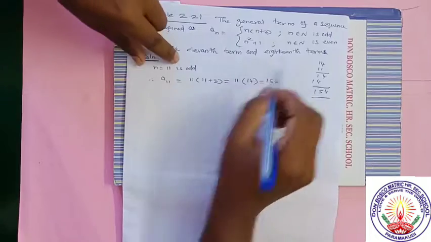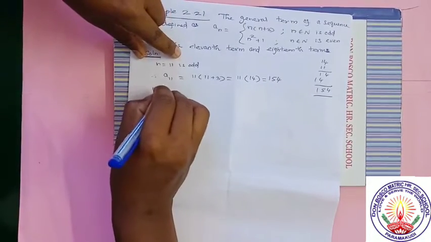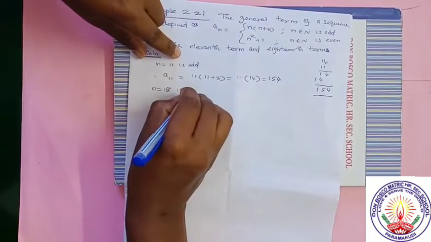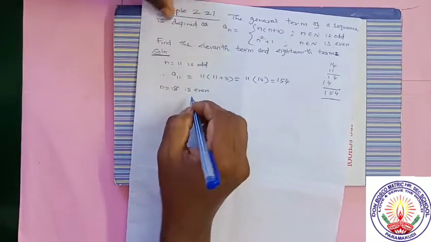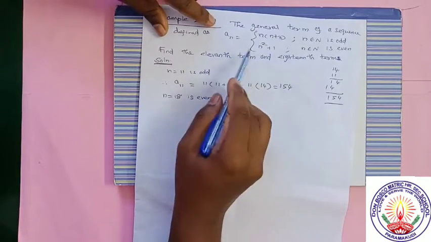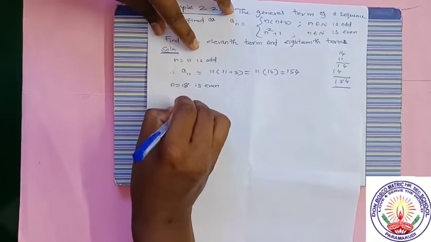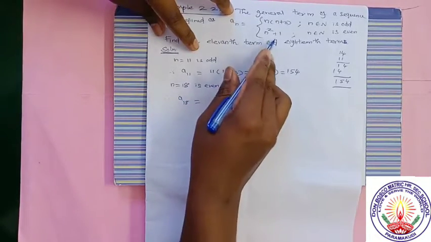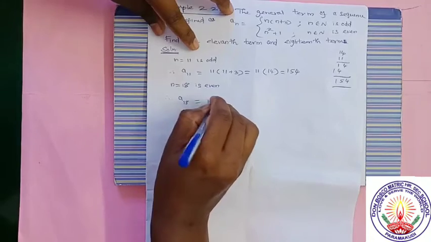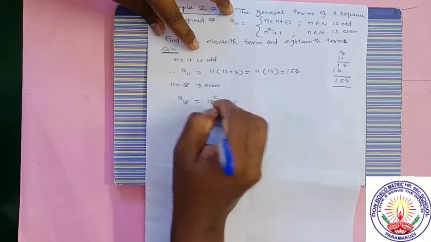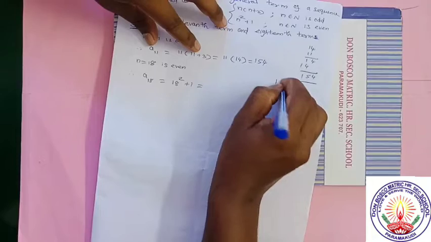Second question, 18th term. So n is equal to 18, which is even. n is equal to 18 is even means we take the second sequence, n square plus 1. Therefore a18 is equal to n square plus 1, which means 18 square plus 1. 18 square is equal to 18 into 18.